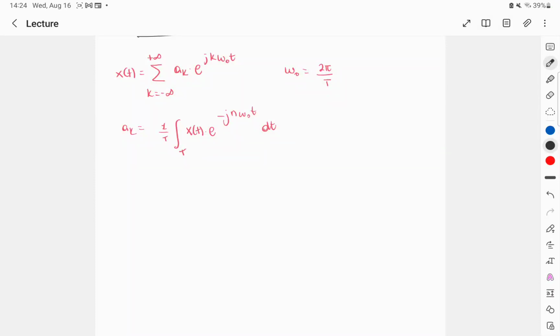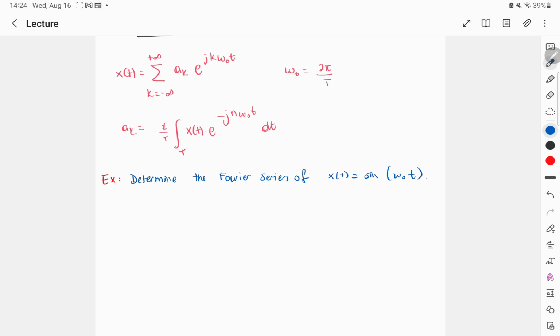So, welcome to the next lecture of signal processing. This lecture we will start with some examples. And the first example asks us to determine the Fourier series. Determine the Fourier series of the signal x(t) equals sine of omega t.